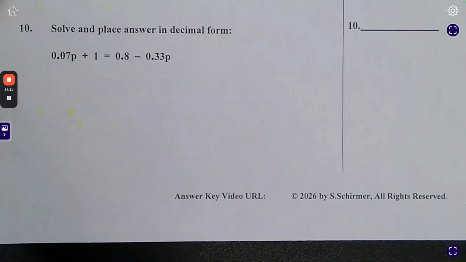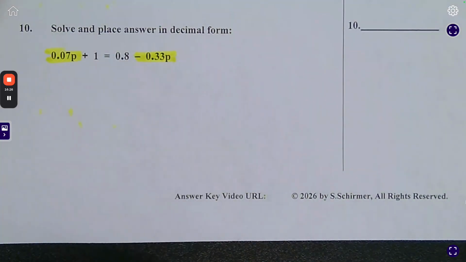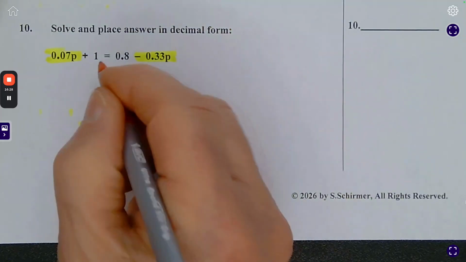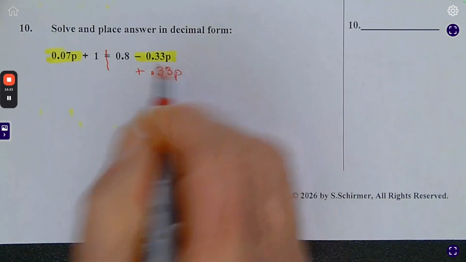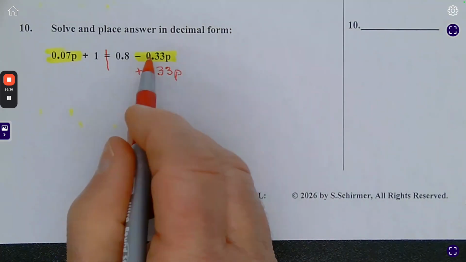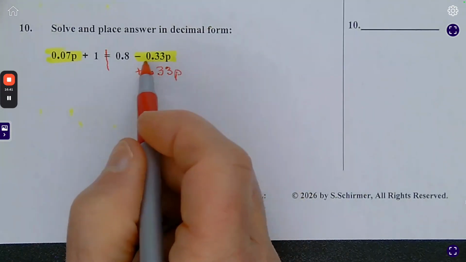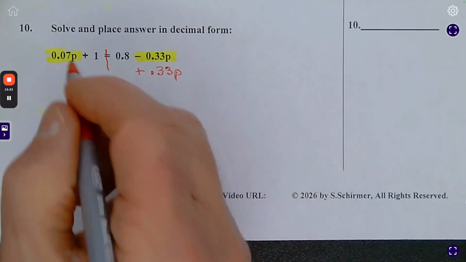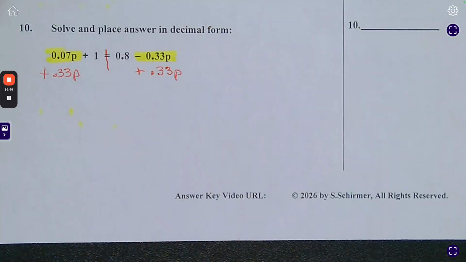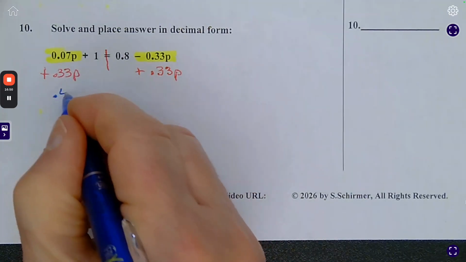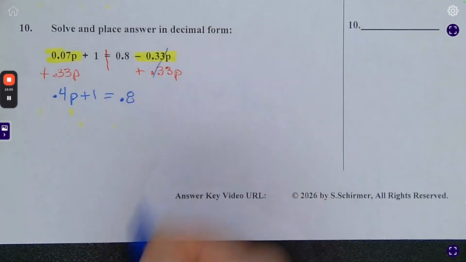All right, notice you have variables on both sides, there and there. I'm going to go ahead and move these negative 0.33s over. So that's plus 0.33. That 0 there is just holding that ones column. It's just showing you there's 0 ones, 0.33. So plus 0.33. Simplify. That's 0.4p when you add those up on your calculator or in your head. And that goes to 0.